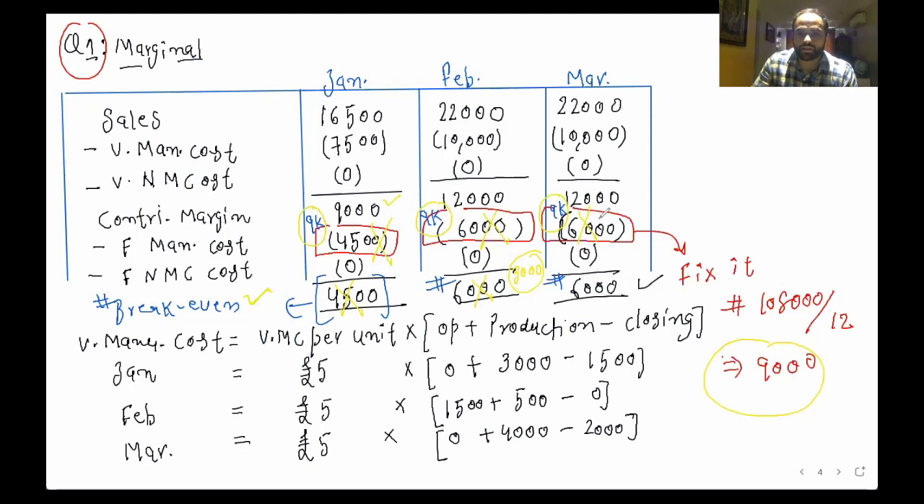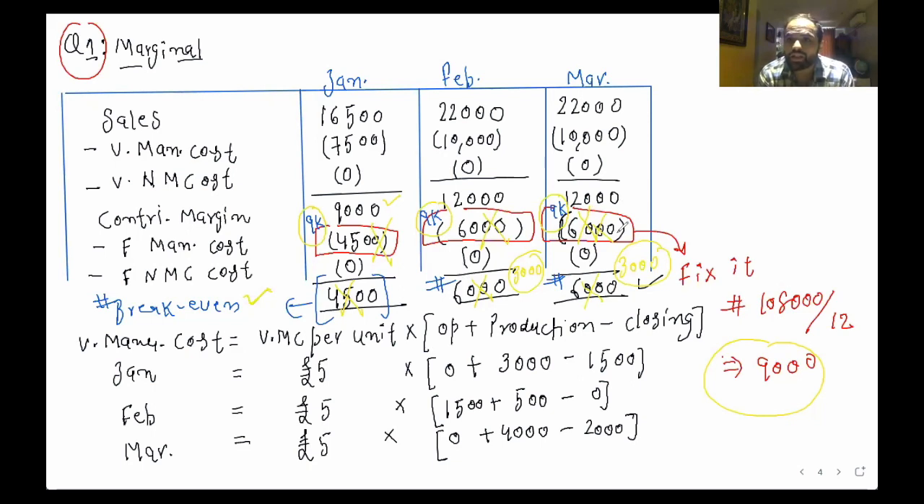For third, 12 minus 9, so 6,000 is wrong. It is 3,000. So your net profit is 0 for January, February 3,000, March 3,000. Right? So fixed manufacturing cost is 9,000, 9,000, and 9,000 for the 3 different months.